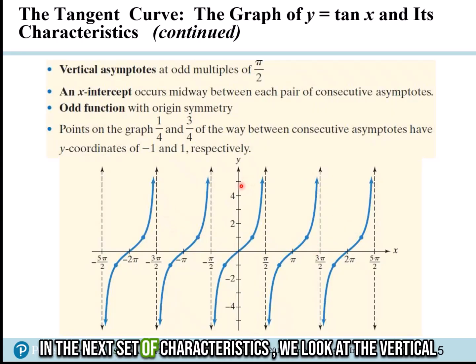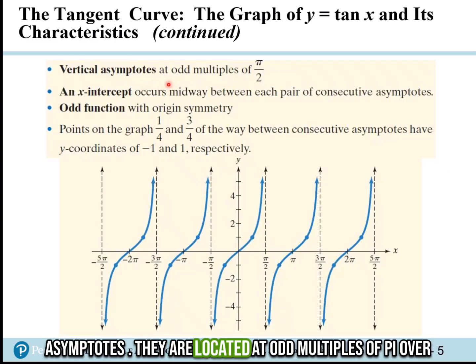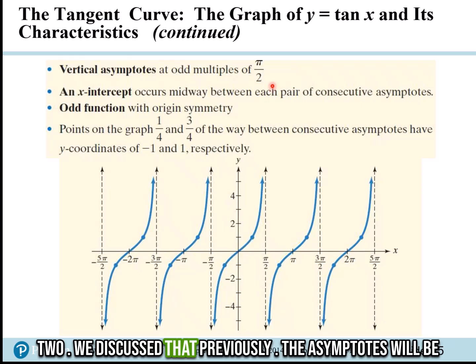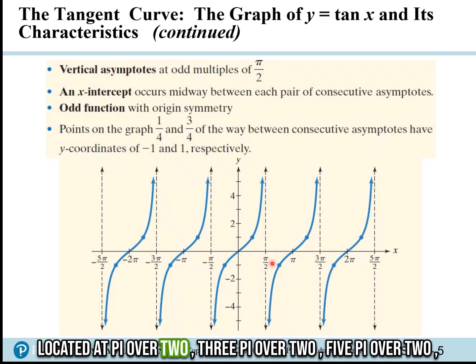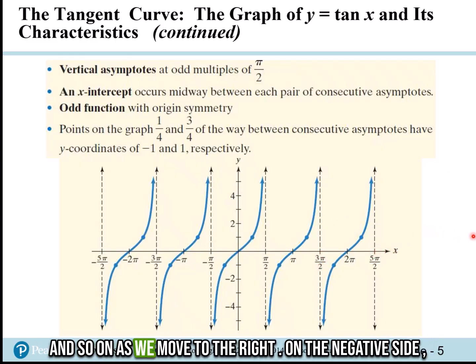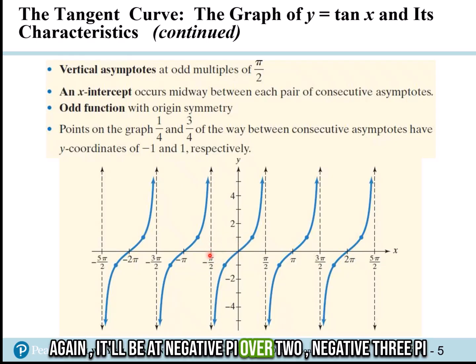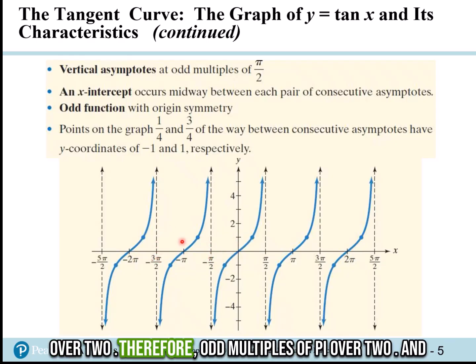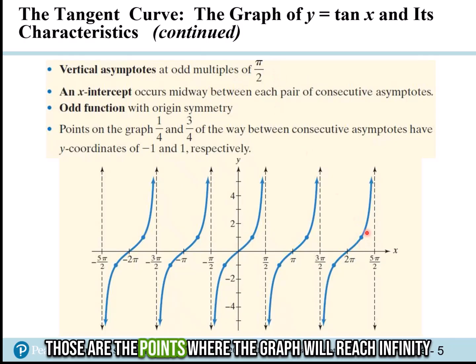In the next set of characteristics, we look at the vertical asymptotes. They are located at odd multiples of pi over 2. We discussed that previously. The asymptotes will be located at pi over 2, 3 pi over 2, 5 pi over 2, and so on as we move to the right. On the negative side, again, it will be at negative pi over 2, negative 3 pi over 2, therefore odd multiples of pi over 2. And those are the points where the graph will reach infinity.